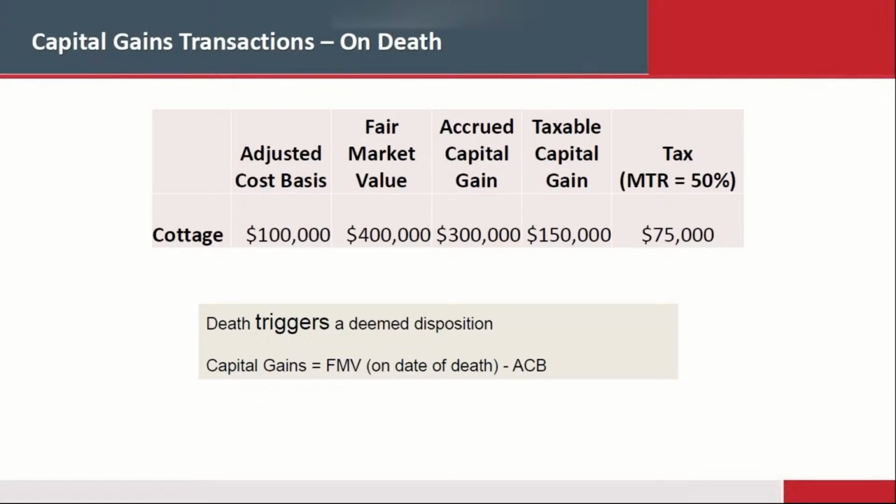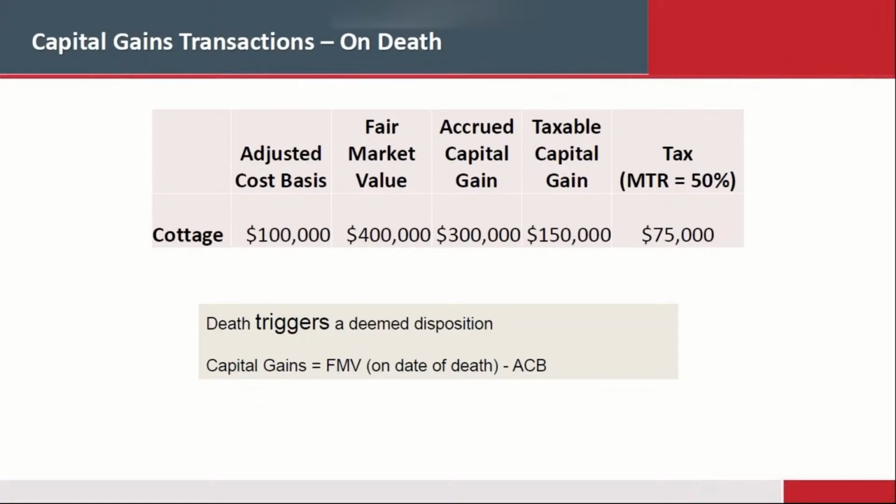You have a $300,000 accrued capital gain. $150,000 is tax-free. The other $150,000 is taxable. You're in a 50% tax bracket, let's say, so $75,000. So your estate will have to pay $75,000 to CRA in order to make sure that property stays in the family. Otherwise, the property is going to have to be sold or whatever, and of course that leaves the family.